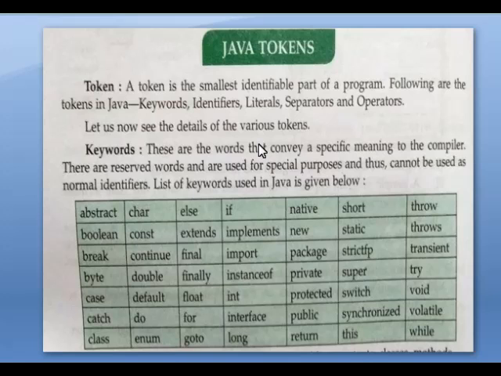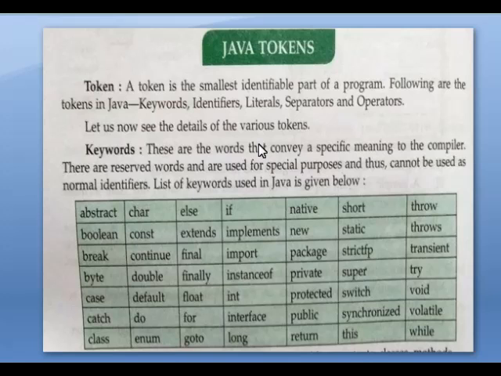Following are the tokens in Java. The tokens are otherwise called keywords. Following are the tokens in Java, that is keywords, identifiers, literals, separators, and operators. Okay. So whatever things we are using, these are called tokens. So let us now see the details of various tokens.